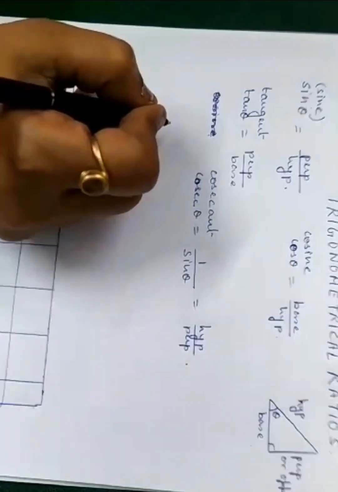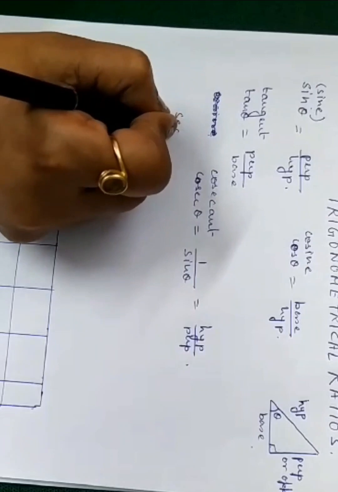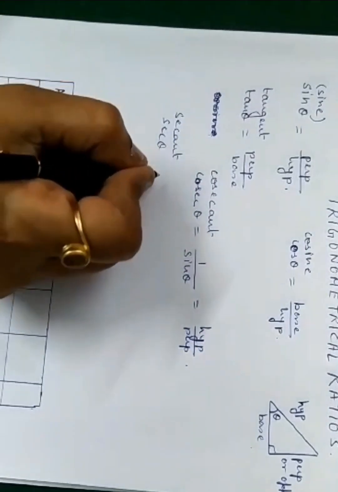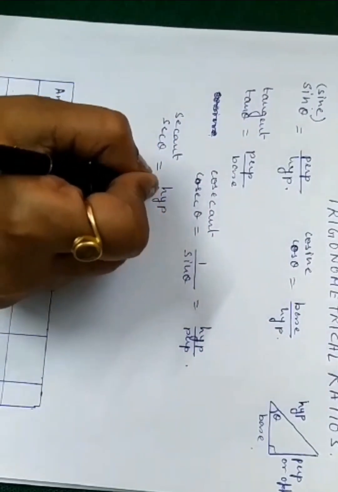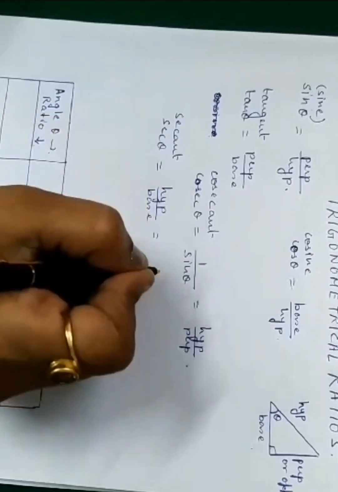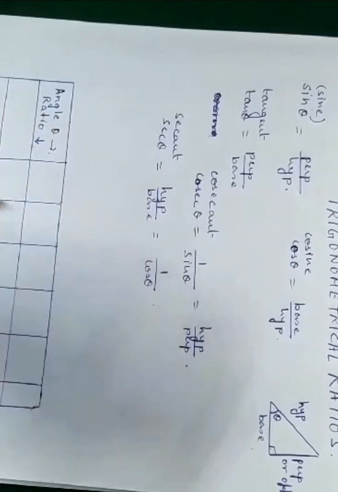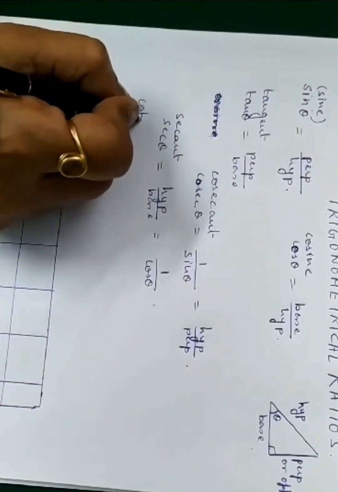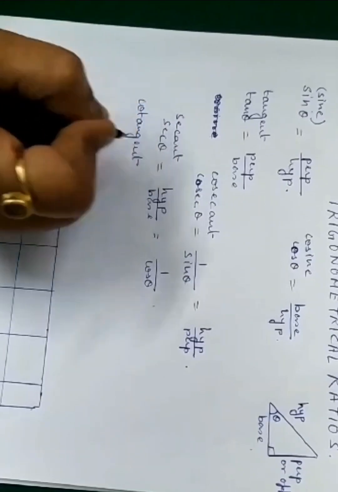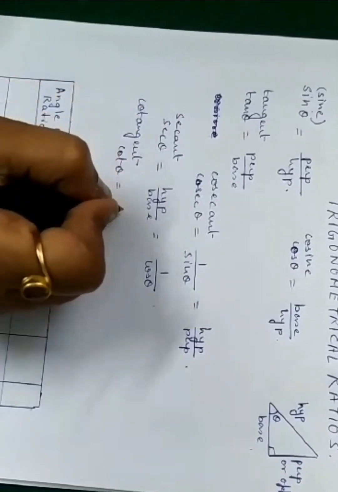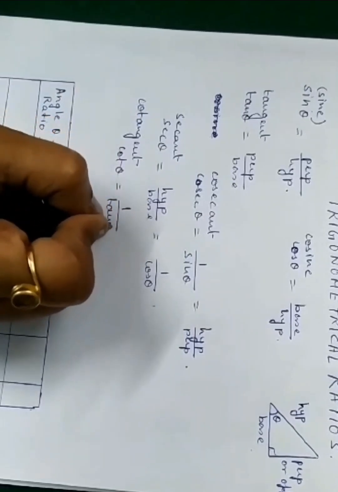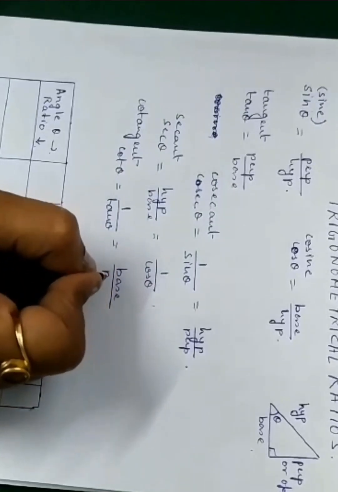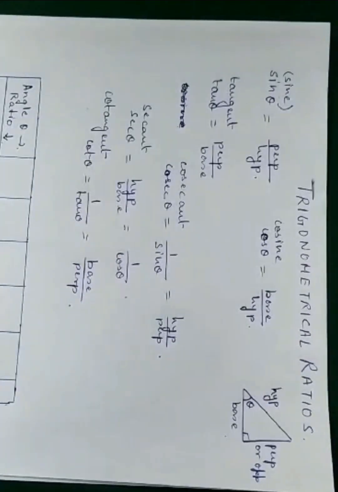Next, the reciprocal of cos theta is known as secant of theta, whose short form is sec theta. So sec theta is equal to hypotenuse by base, the reciprocal of cos, 1 by cos theta. And the reciprocal of tan theta is known as cotangent of theta, written as cot theta. Cot theta is 1 by tan theta, which is equal to base by perpendicular. So these are the trigonometrical ratios.